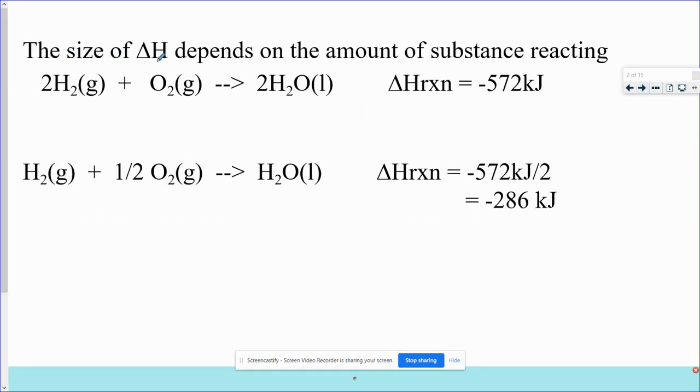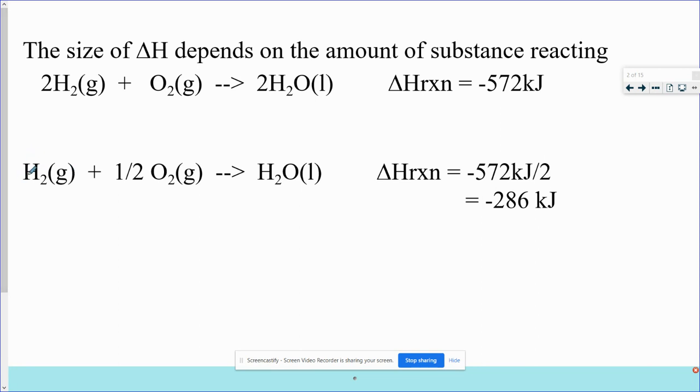So the size of the delta H depends on how much of the substance is reacting. It is related. If I have 2 moles of H2, 1 mole of that, and 2 moles of that, that's how much heat is given off. If I multiply or divide the reaction by any number, I also have to do the same thing to the delta H. So if I multiply all of these by 1/2, which is the same thing as dividing each of these by 2, I have to do the same thing to the H value.